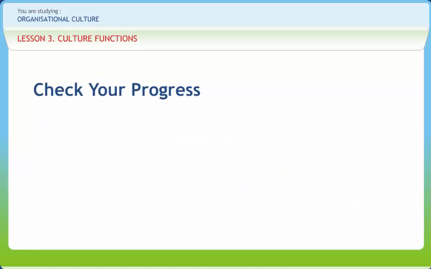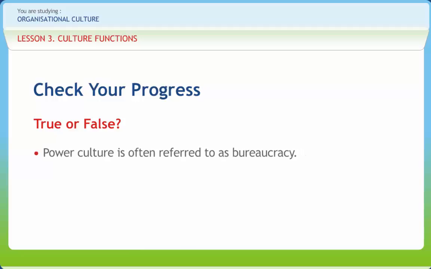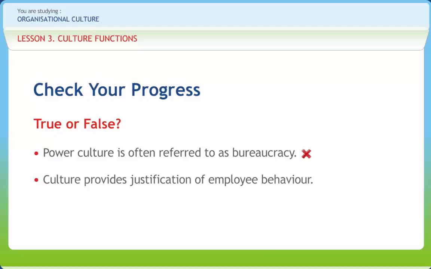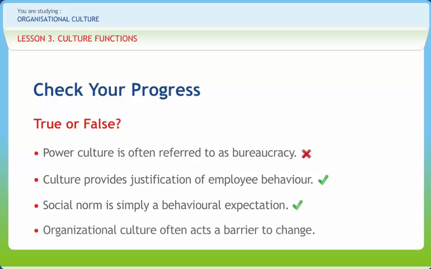Now let's see how much you have understood till now. State whether the following statements are true or false. Power culture is often referred to as bureaucracy. True or false? False. Culture provides justification of employee behavior. True or false? True. Social norm is simply a behavioral expectation. True or false? True. Organizational culture often acts as a barrier to change. True or false? True.